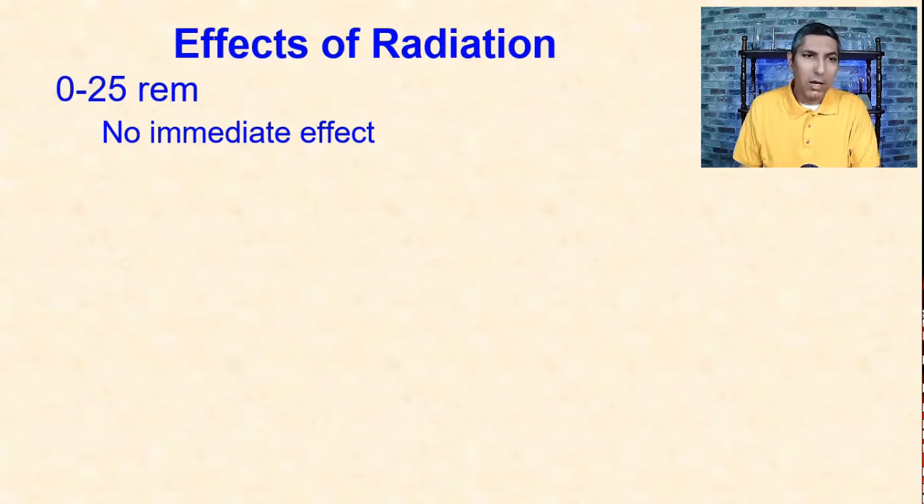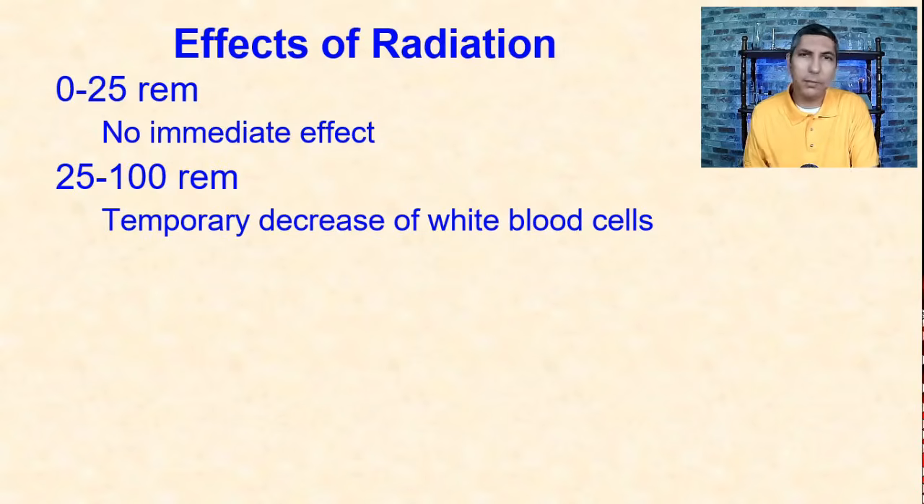REM. If you were somehow to be exposed to anywhere from 0 up to about 25 REM, you would not be able to tell immediately. You would not feel any immediate effect upon being exposed to that level of radiation. If we were to up the dose, though, from about 25 REM up to somewhere around 100 REM, you would probably notice a temporary decrease of white blood cells.